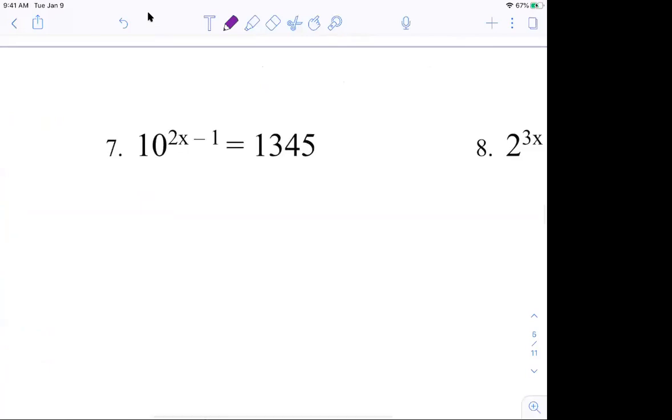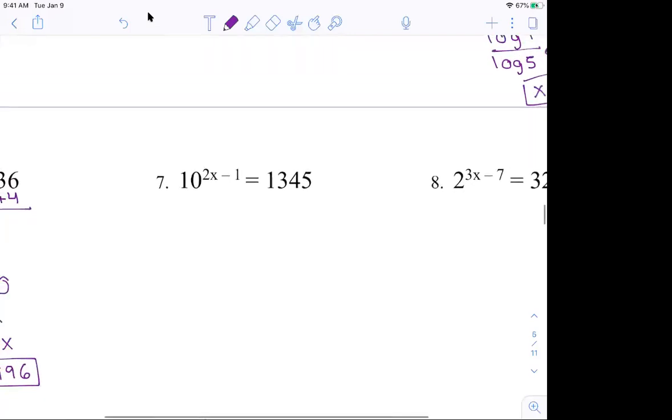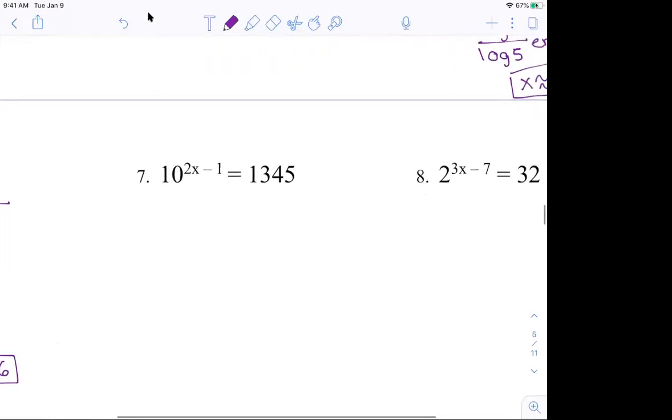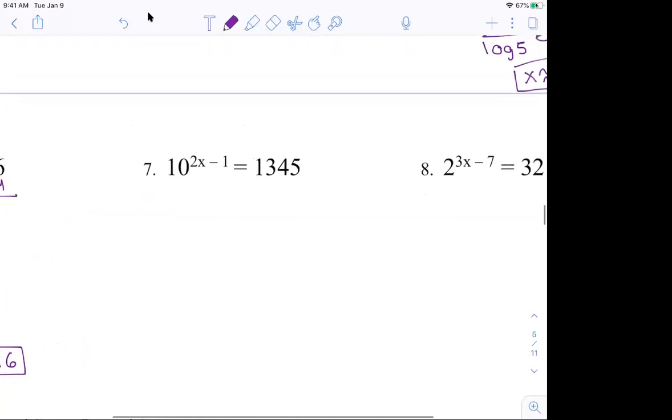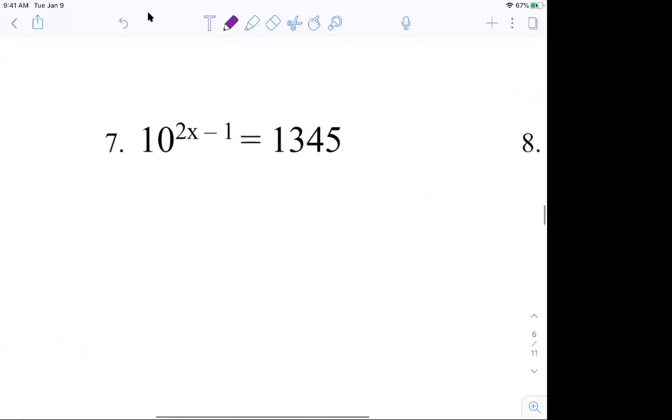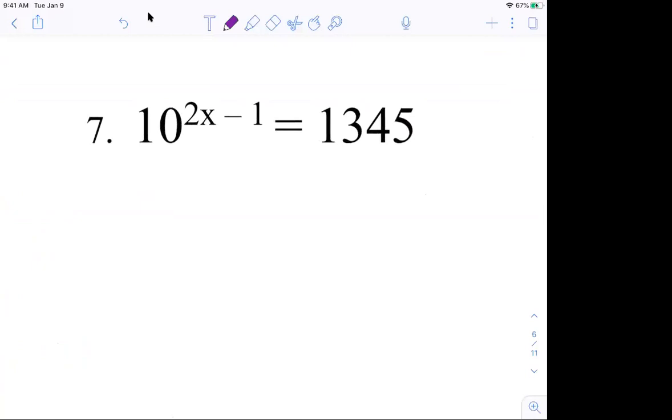All right, next one. Right away, you can't get them to be the same base, so you have to transform it to log form and then get x alone. So let's go ahead and give that a try. I'm going to do one more with you, and then I'm going to have you try number 8. So I'm going to turn it into log form: log base 10 of 1345 equals 2x minus 1.